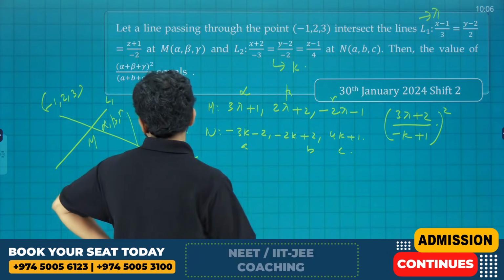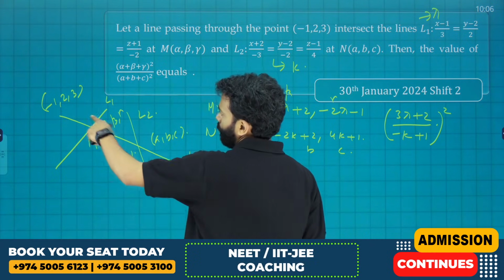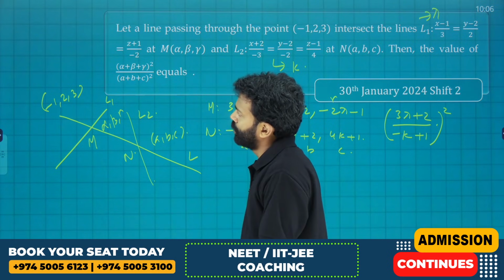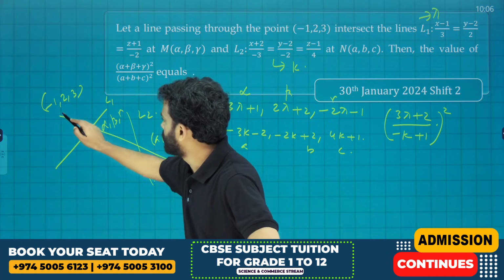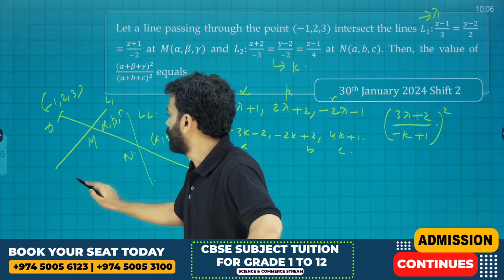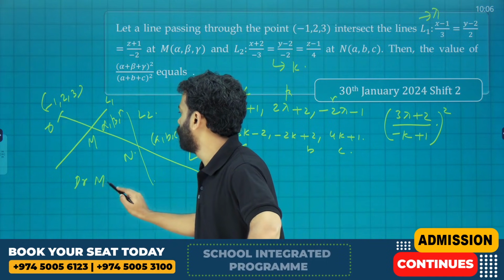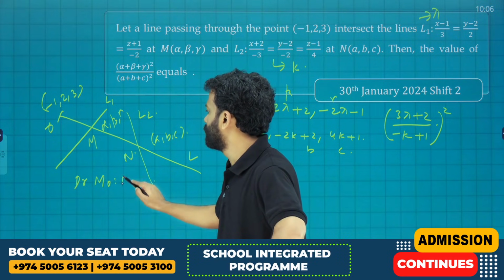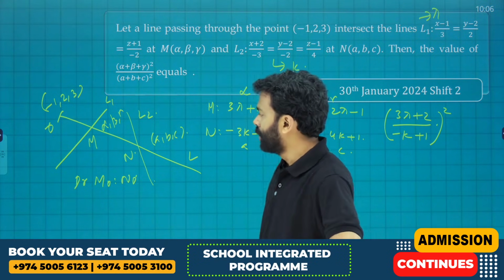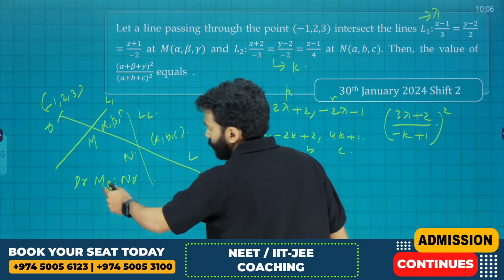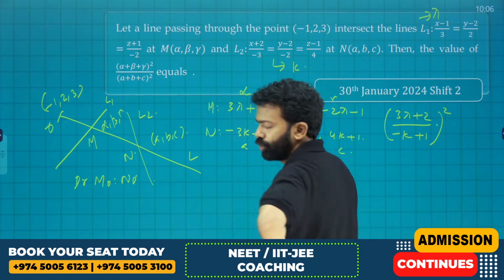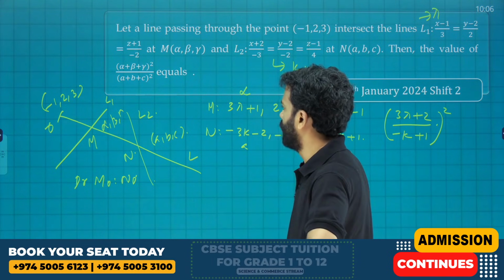Easy. So we know that a point is given on the line, like minus 1, 2, 3, right? And we already got 2 points here. Okay, so let's take this point as O. So the direction ratios of MO will be proportional to direction ratios of NO. Direction ratios of MO will be proportional to direction ratios of what? NO. That we can easily formulate.